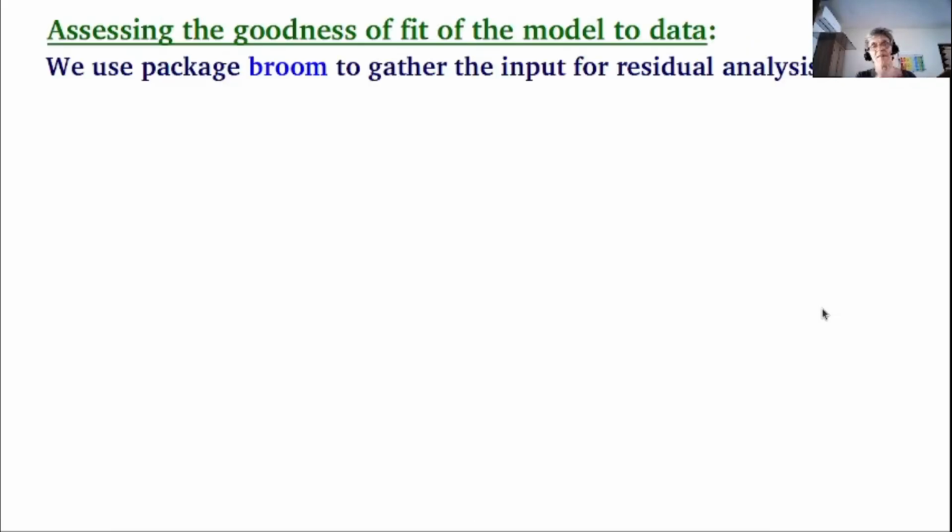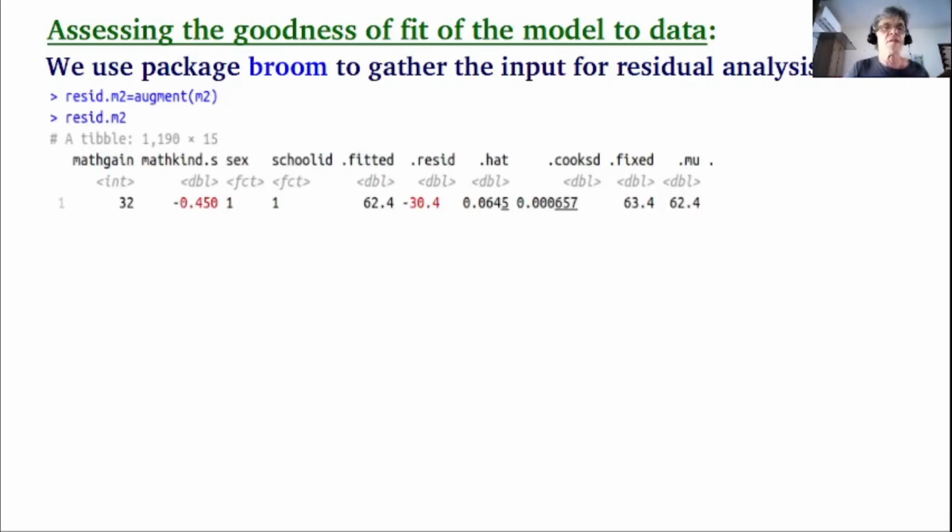So we can assess the goodness of fit of the model to the data using, as usual, the package Broom. And we generate a table, a data frame if you wish, with as many rows as data points. Here it is just showing the first row, and we find all the variables involved in the analysis, the fitted values, the residuals, the Cook distances, and a few other things that we are not going to use, from which we make the following plots.